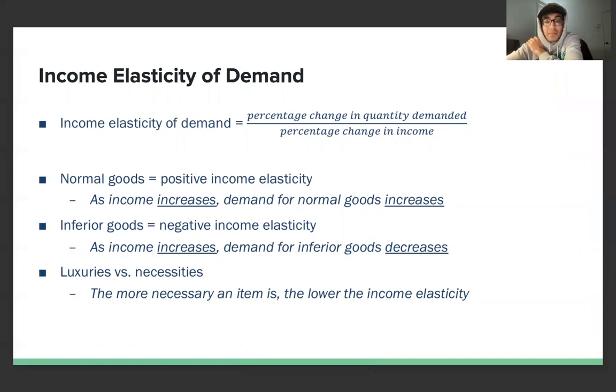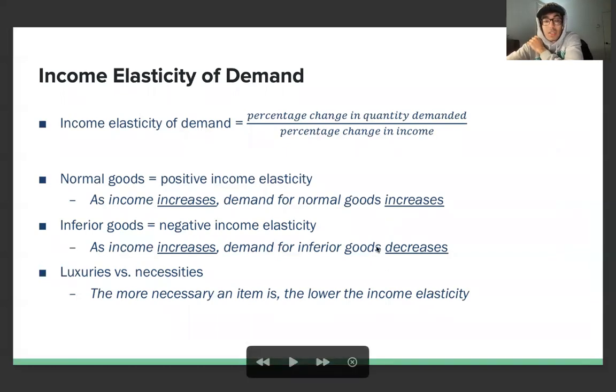And this elasticity varies for different types of goods. So for normal goods, which are most of the goods in the economy, as your income increases, your demand for normal goods will also increase because your purchasing power increases. For inferior goods, as your income increases, you would want less and less of inferior goods, and you would want to shift more to normal goods. So there's negative income elasticity.